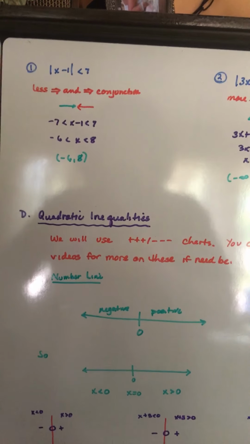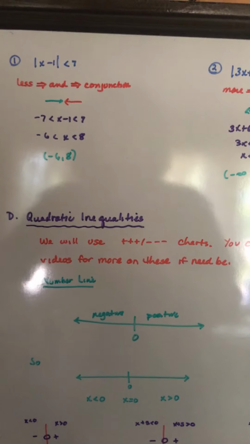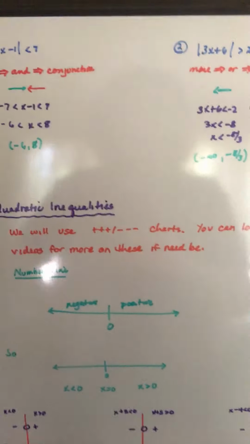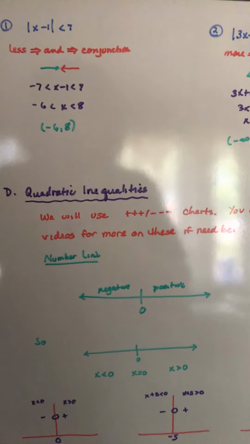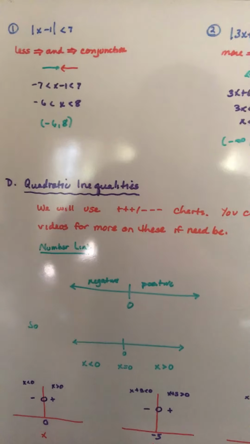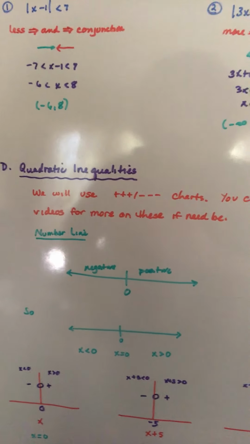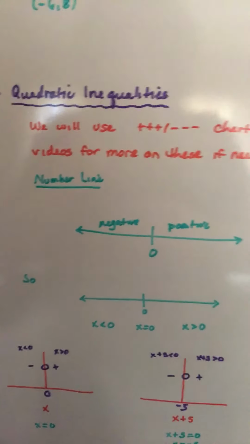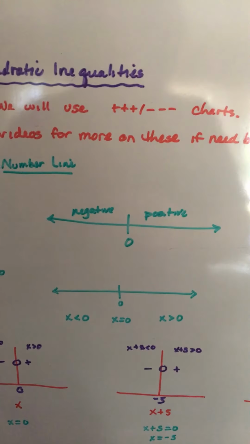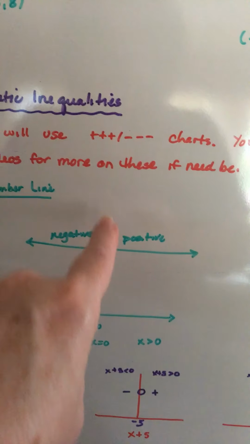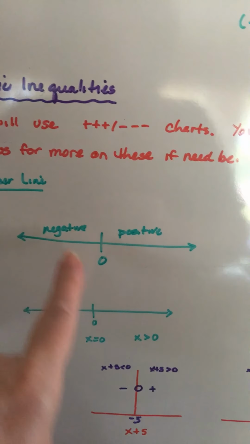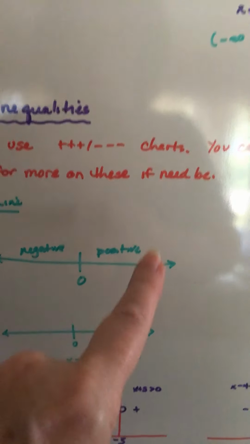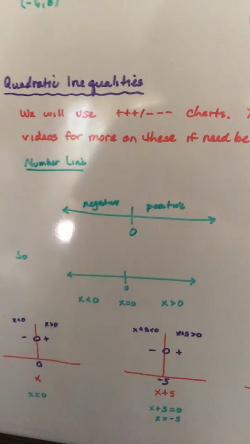Now, quadratic inequalities. We're going to use what I call plus, plus, minus, minus charts. And you can look through the videos and see more about this if you need to. In the Algebra 2 videos, if you have questions, just ask. And I can refer you to which video on the channel explains it so you will understand. But basically, here's your number line. You have negative numbers. You've got 0, which is a number all by itself. Zero and positive, the three types of numbers we have.